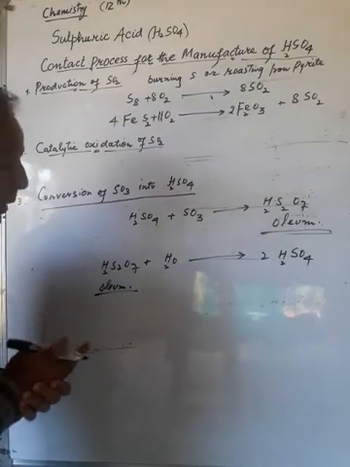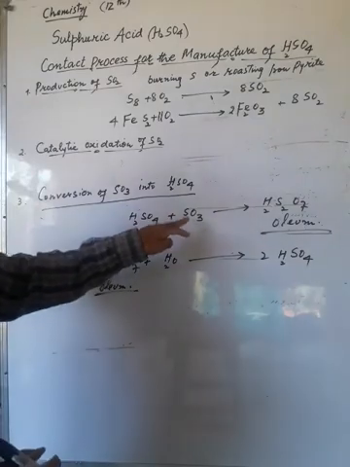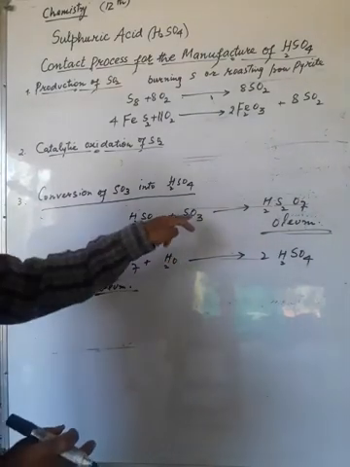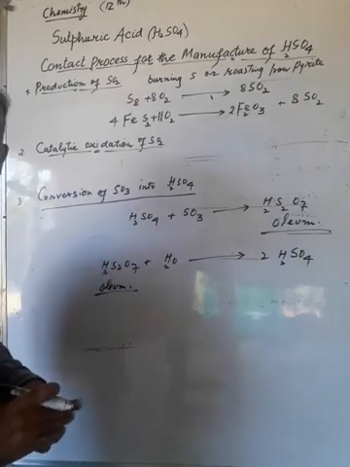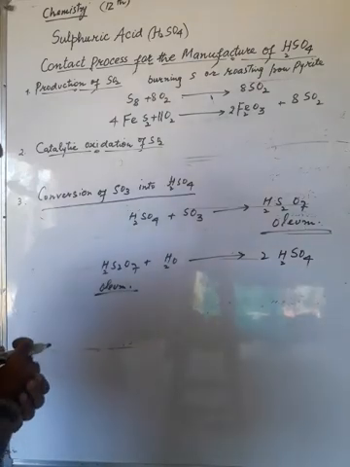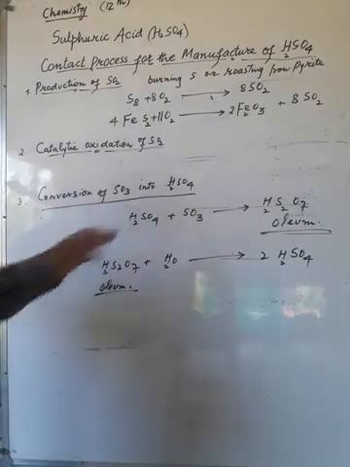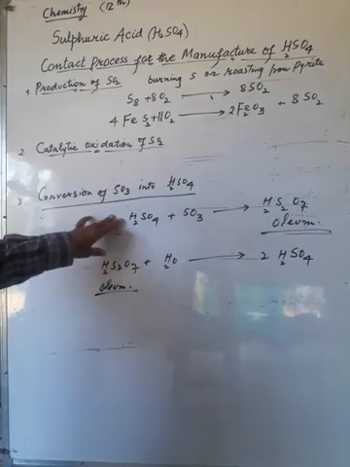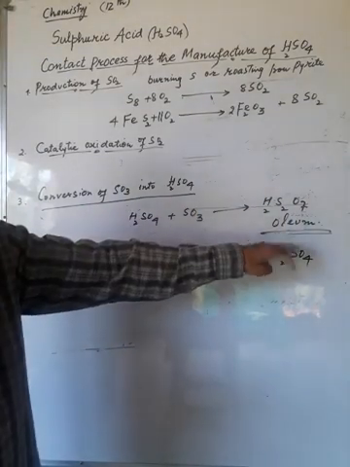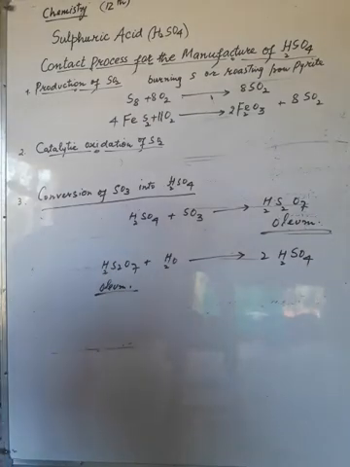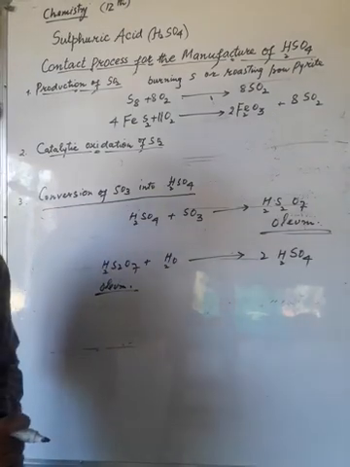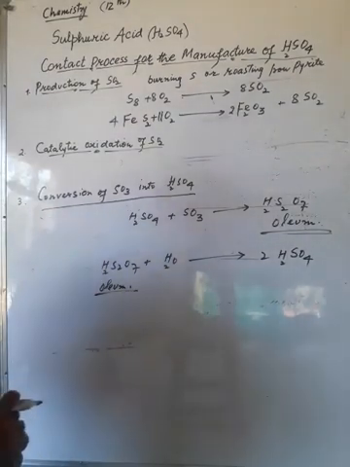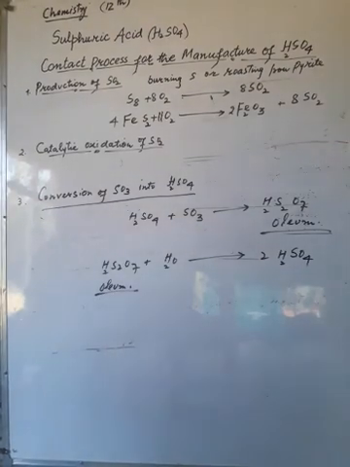This point must be borne in mind that we don't add water directly to sulfur trioxide, because a fog of sulfuric acid is formed which does not get precipitated easily. So first the sulfur trioxide is absorbed in concentrated sulfuric acid to form the oleum, then this oleum is diluted with a calculated quantity of water so that we get sulfuric acid of the desired concentration. Now the plant used for this contact process is like that.